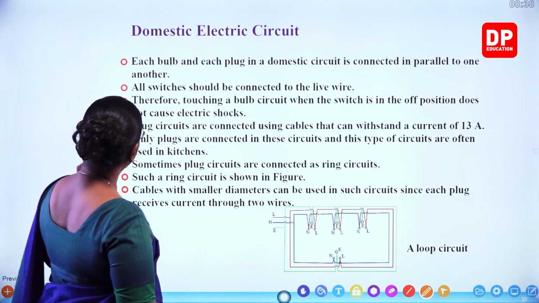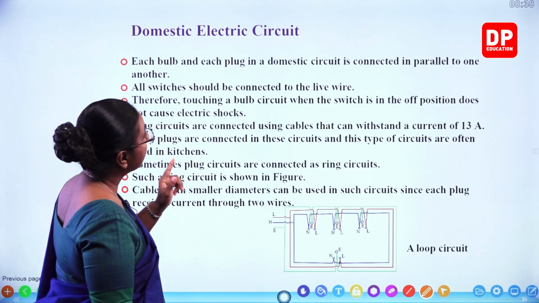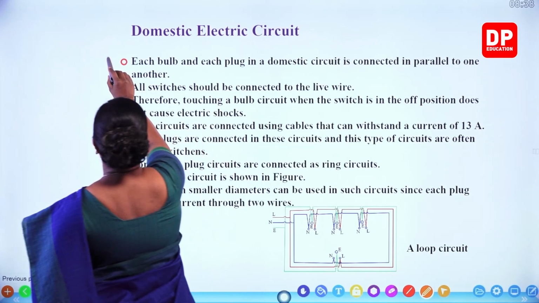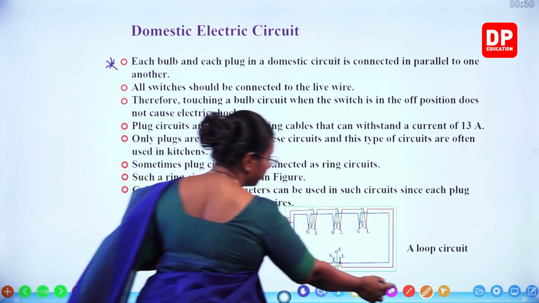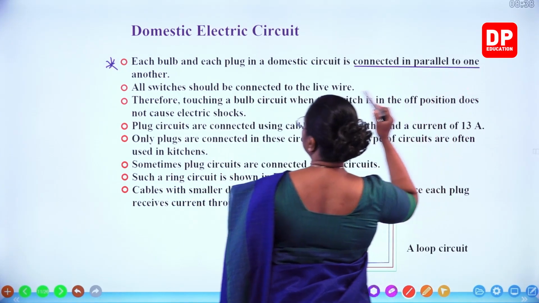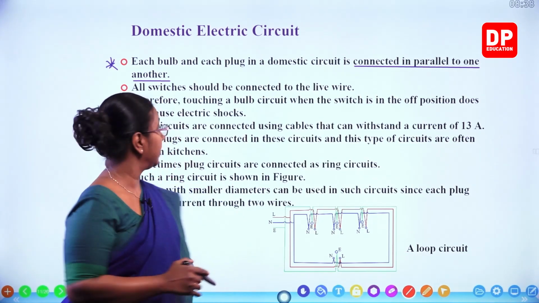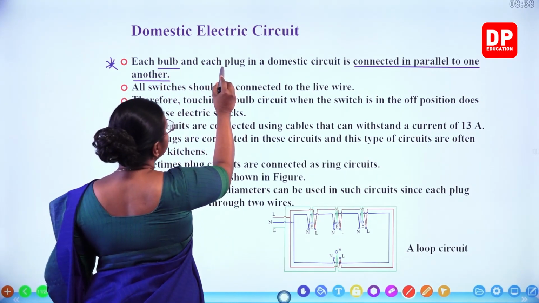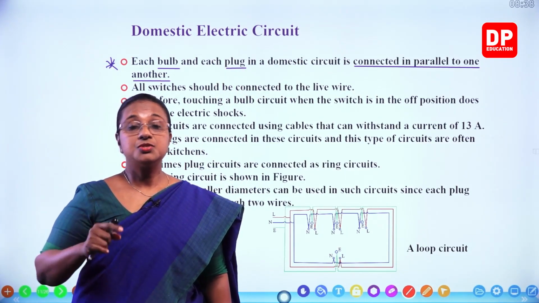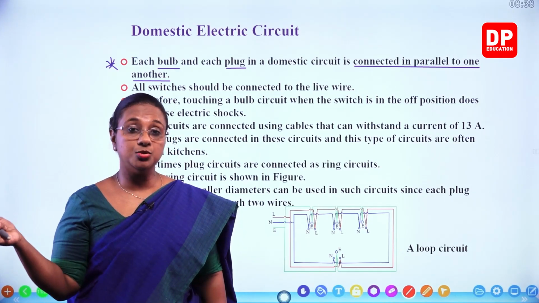In a domestic electric circuit, each bulb and each plug is connected in parallel to one another. So that is very important. They are all connected in parallel to one another. So here you can see they are all connected in parallel to one another. Now what is the advantage of having them in parallel? Both bulbs and plugs all have switches. So if they are parallel to each other, you can operate them individually.